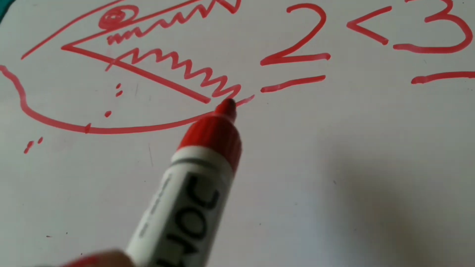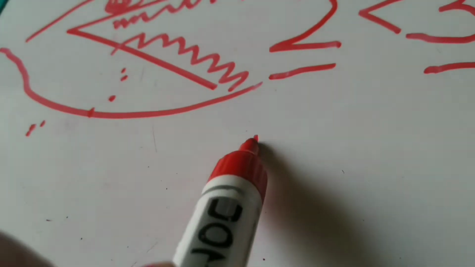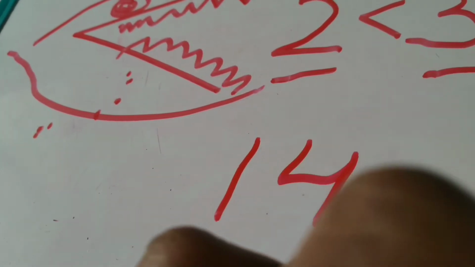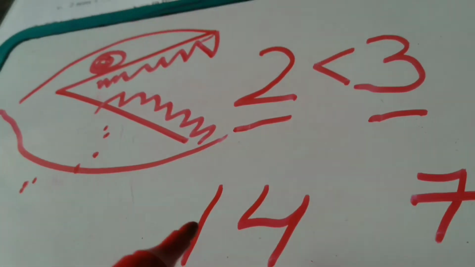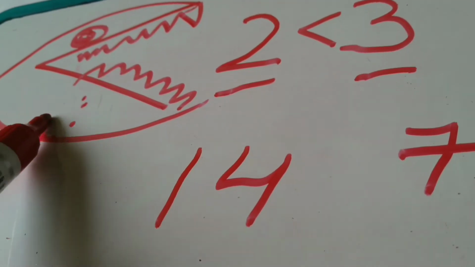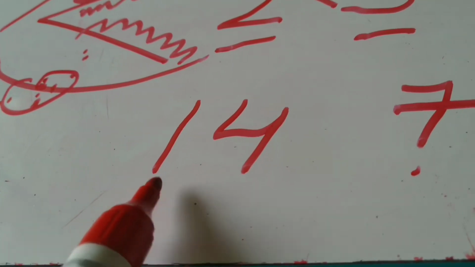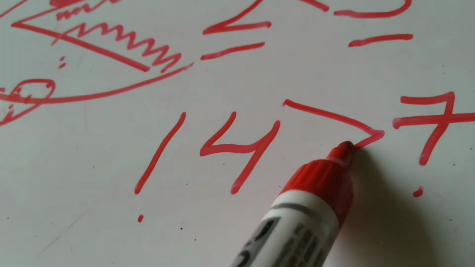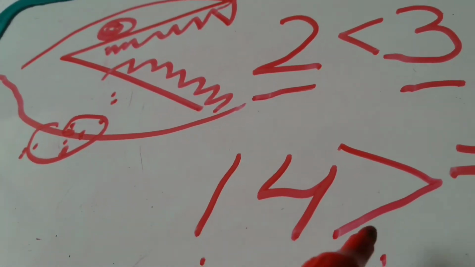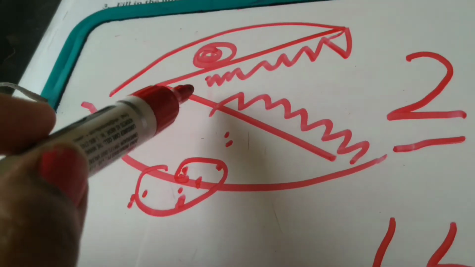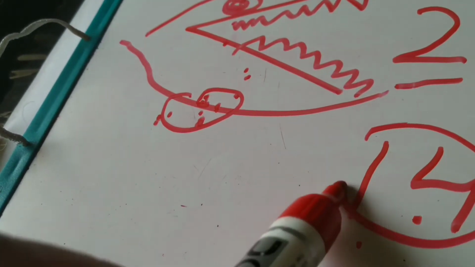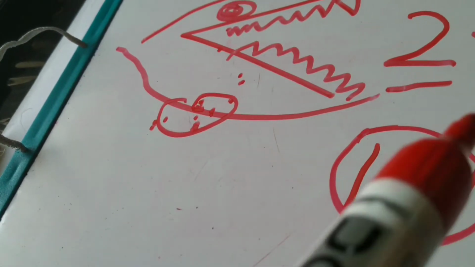Let us see one more example. Suppose we have 14 and 7. The alligator is very hungry, right? So what is he going to eat? He's going to eat 7 or 14? He's going to eat 14, right? The big number. So the story is very simple. Wherever there is a big number, that side the mouth will open.